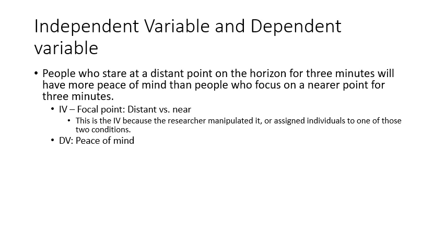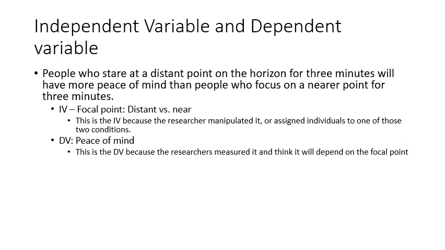measure peace of mind. And so we know that focal point is the IV because the researcher manipulated it or assigned individuals to one of those two conditions. And we know that peace of mind is the DV, dependent variable, because the researchers measured it and believe it will depend on the focal point.